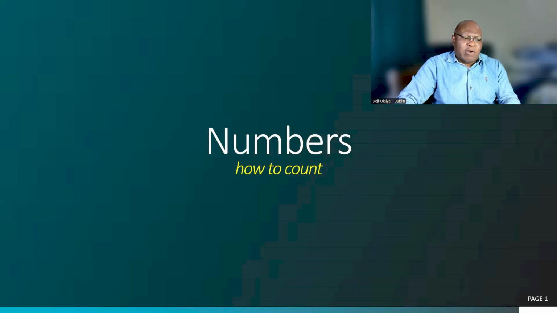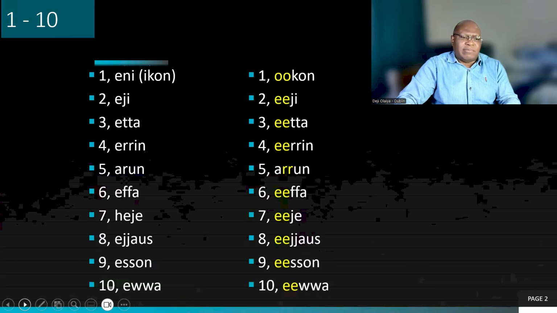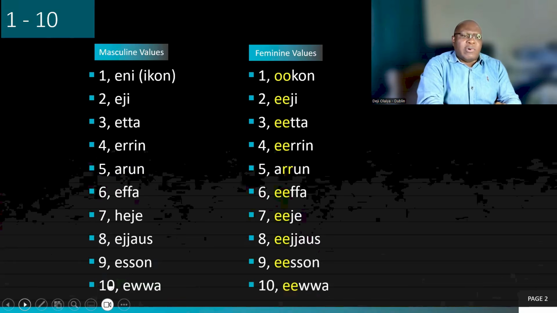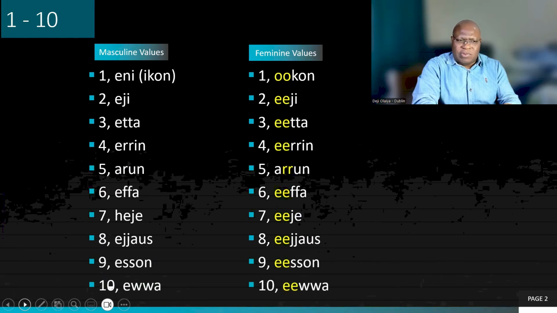As in other cultures, we're going to start counting from one. If you look at my screen, you will see two sets of values. On the left, there are what we call masculine values. On the right, there are feminine values. So Yoruba has two sets of values that we use to count, and I'm going to show you how they are used. Let's start with the masculine values.